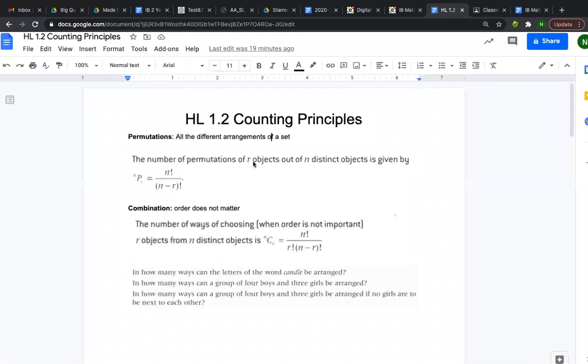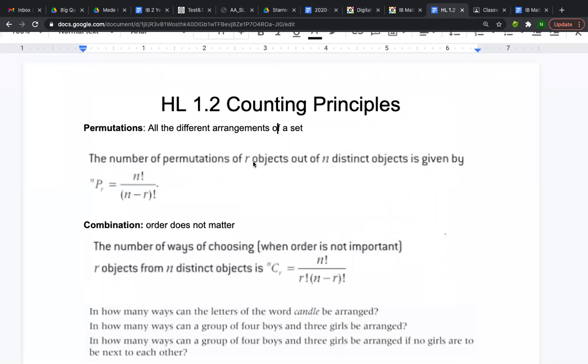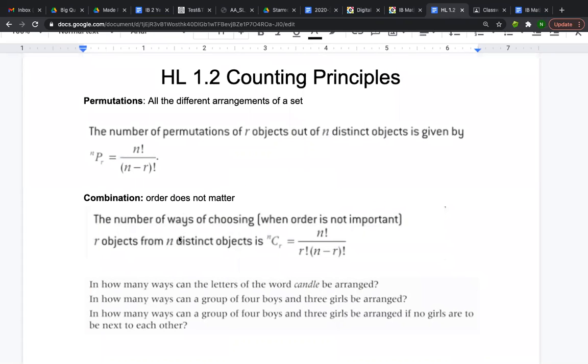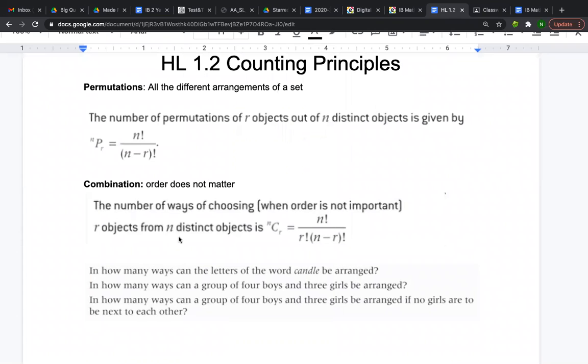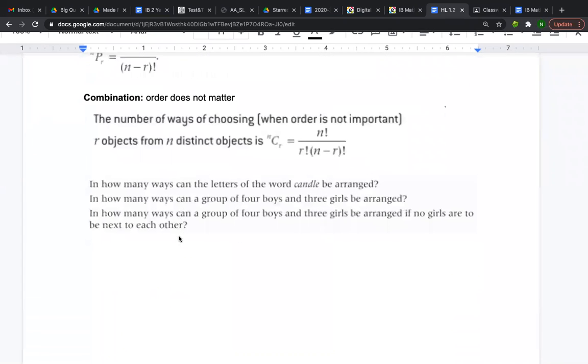Okay, so this next lesson is about counting principles. The biggest thing is about permutations versus combinations. Permutations means that the order matters and combinations mean the order does not matter. Here are the two different formulas for them. They're pretty similar. Your calculator can do this. Just go to the math button and then the probability tab, but you should know how to calculate these by hand as well. So we're just going to jump right into it.